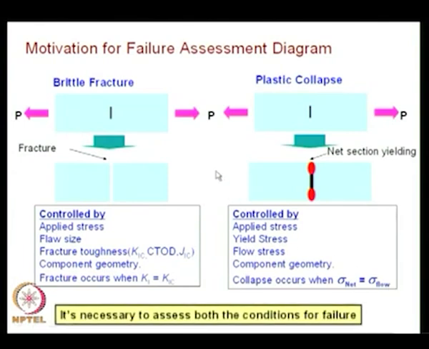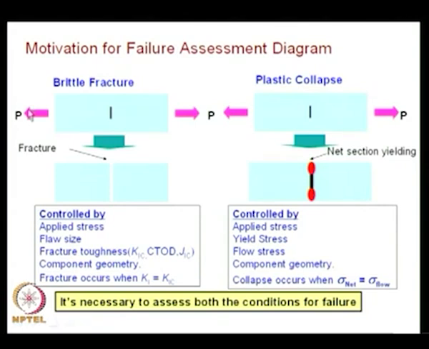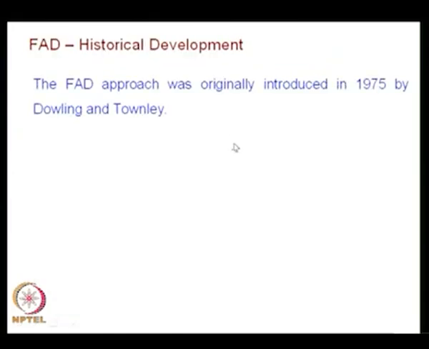So, the idea is you have to assess both the conditions for failure. You cannot leave out one over the other. You have to investigate whether there could be plastic collapse as well as brittle fracture possible. So, keeping these issues in mind, the failure assessment diagram has been created. You have to investigate and find out brittle fracture as well as the possibility of plastic collapse, and the approach is like this.